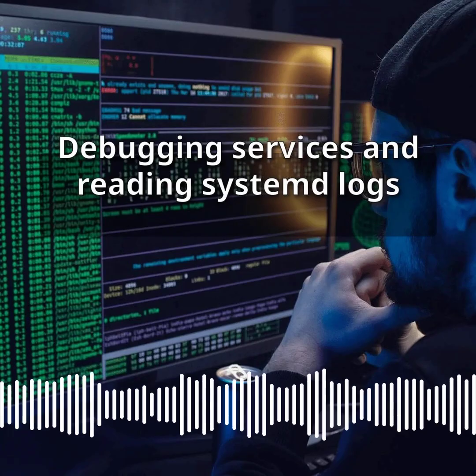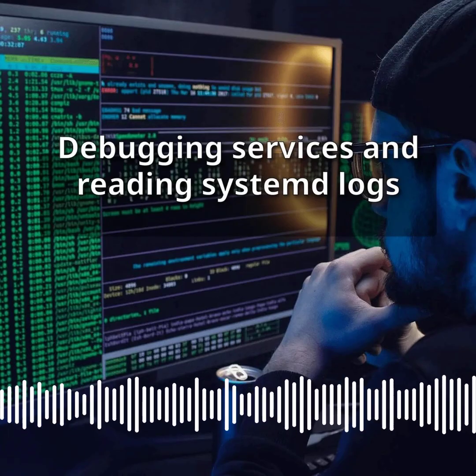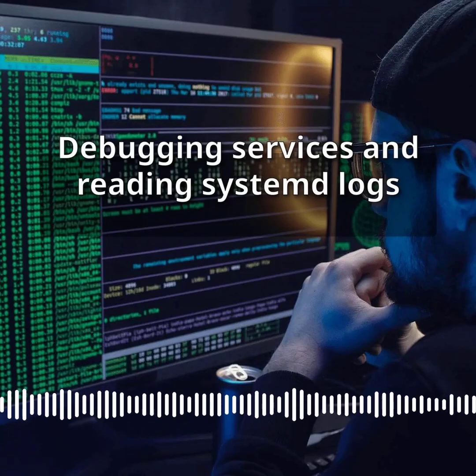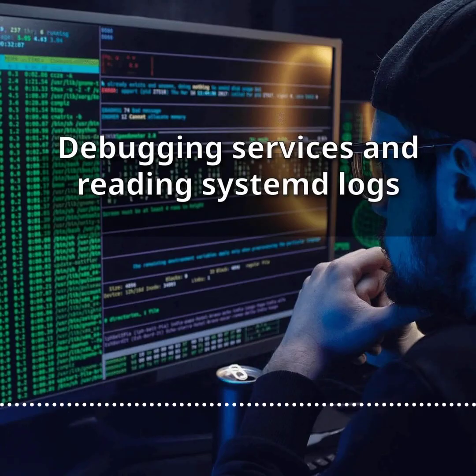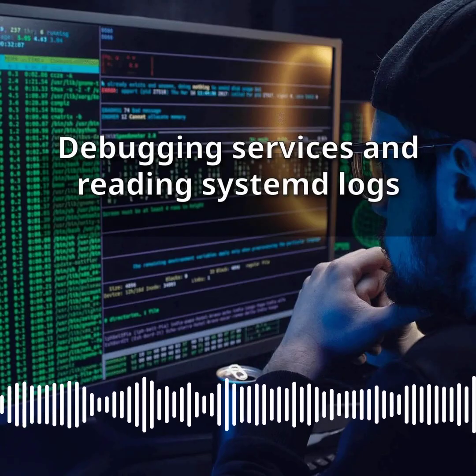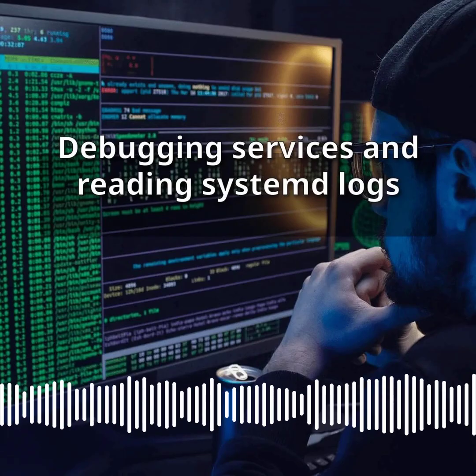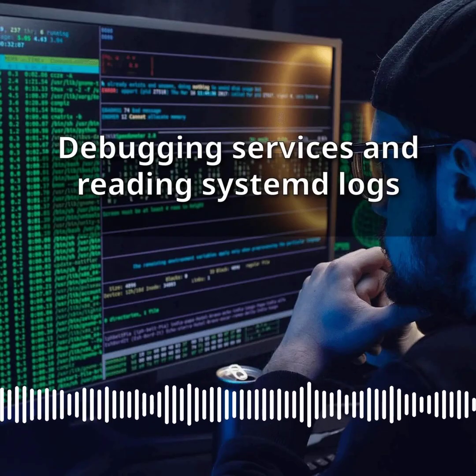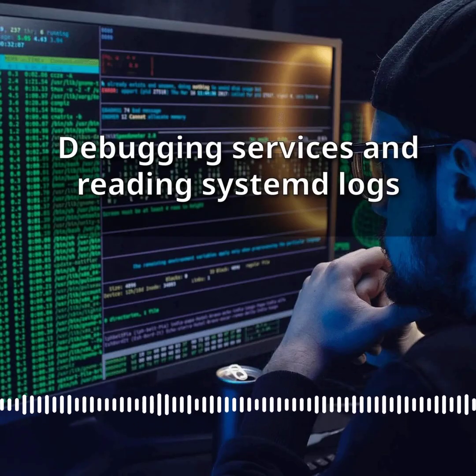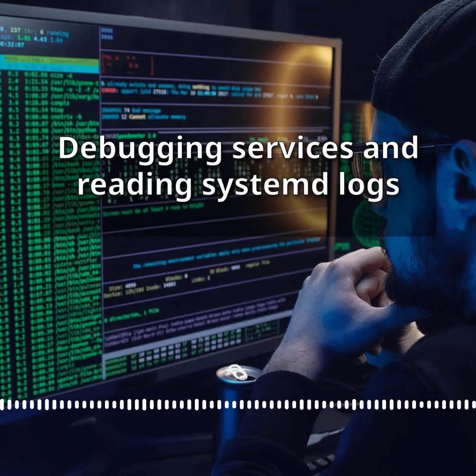journalctl -f follows the log in real time, similar to tail -f, which is extremely useful while you restart a service and watch what happens. journalctl -u nginx.service filters the output to show only messages from a specific unit. This is the single most important option for debugging one service. journalctl -u ssh -n 50 shows only the last 50 lines for that unit.